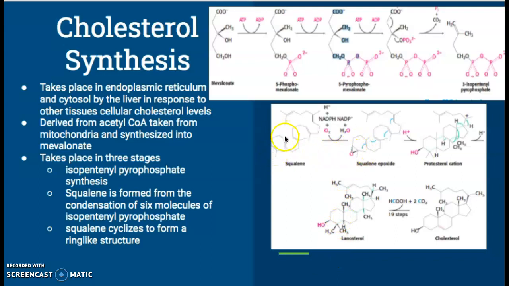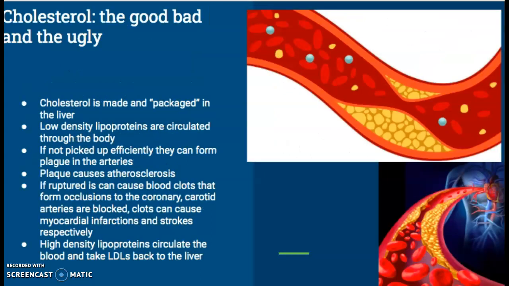And then we're going to see this carbon chain double bond structure be converted through this reaction sequence into the carbon ring-like structures we see in cholesterol, a multi-step process during which 3 carbon units are removed, and it is subsequently converted into the cholesterol that our liver packages and sends throughout our blood vessels. And we'll take a look at that here. So cholesterol is made, like I said, or packaged in the liver. For the most part, low density lipoproteins are circulated through the blood.